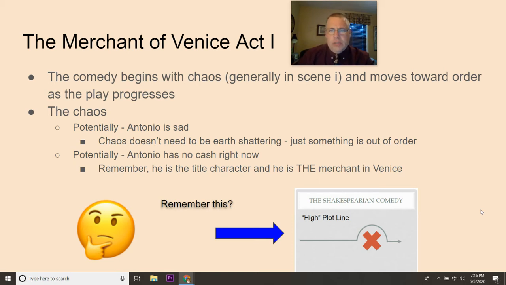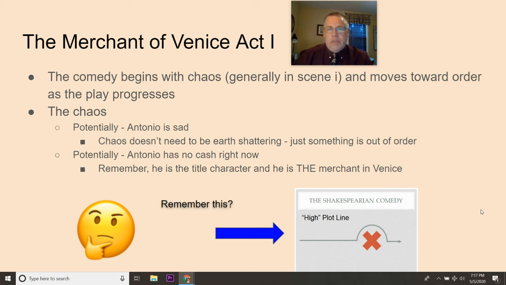And as the play progresses, it moves towards order as we get to the conclusion of the play, and order is restored by the end of the play. What happens between the beginning and the end of the play are all of the things that ultimately bring us to order. Now, there's an awful lot of disorder that will continue to ensue, and there's a lot that will happen to try to get us towards a point where everything is resolved.